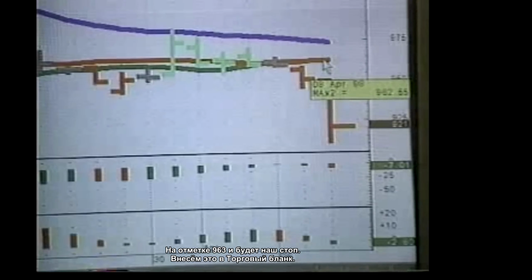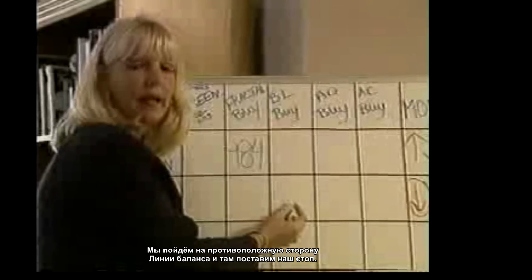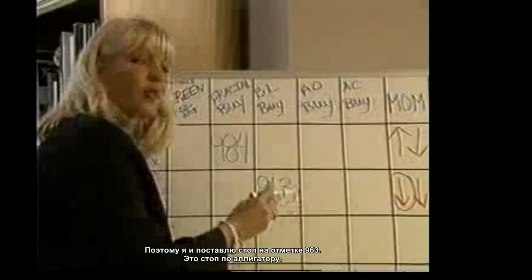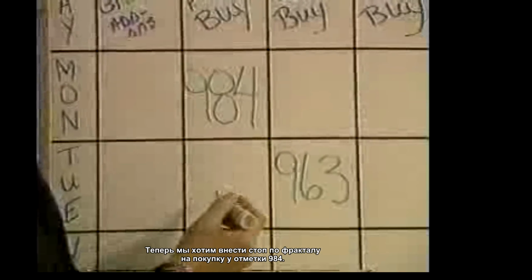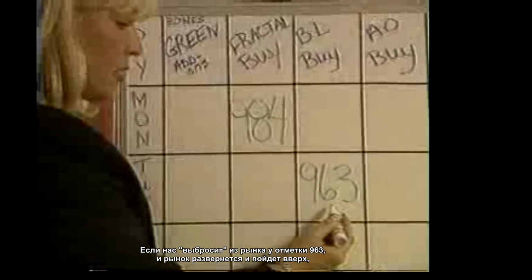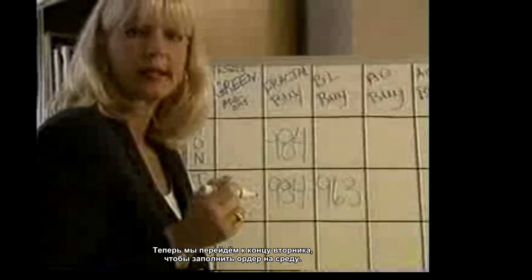Let's go back and put that into the trading partner. Okay, what we do with our stop is whatever side we are in the market, we're short in this case, we'll go to the opposite side, the balance line, and that's where we'll put in our stop. So I'll go in here, and I know that I'm going to place my stop at 963. Now, this is a gator stop, so it's a stop close only. Don't forget that. Now we want to make sure that we place our fractal buy-in at 984. If we were to be stopped out at the 963 and the market turns around and goes up, we want to be with it. So we're going to put back in our 984. And now we're going to go to the close of Tuesday to fill out for Wednesday.